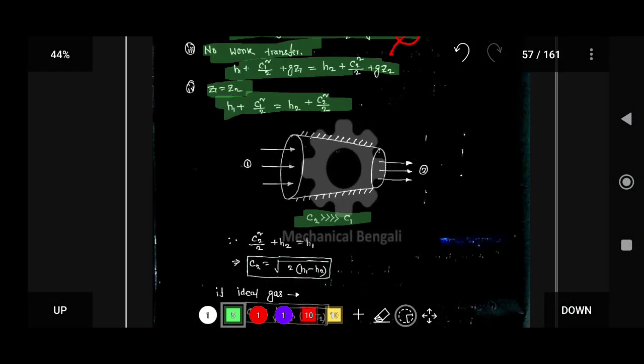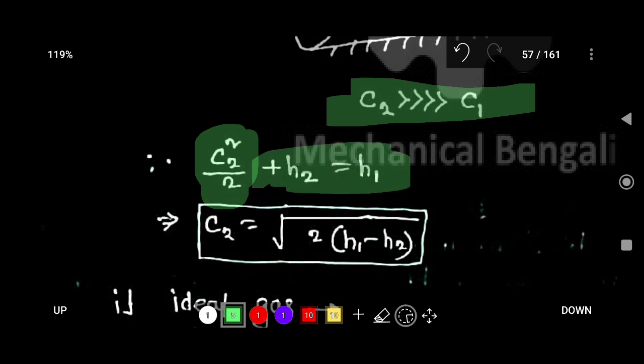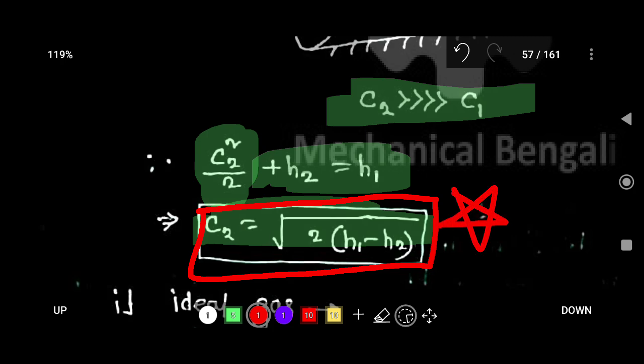So from here, apply this equation. You get C2 square by 2 plus H2 is equal to H1. From here you can get the value of C2: C2 equals the square root of 2 into H1 minus H2.